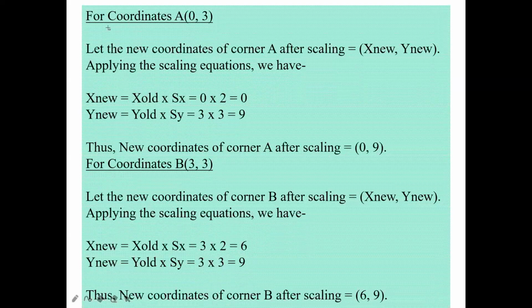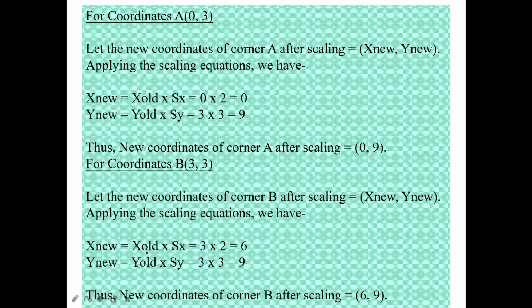So now here you can see the answer. For each of the coordinate values you need to calculate. For the first coordinate, how are you going to write it? Let's consider the new coordinate for corner A after scaling will be x new, y new. So how to find this x new? You have to multiply the old coordinate with the scaling factor. X old equals 0. The scaling factor is already given in the question as 2, so here you have taken 2. So multiply and you will get the value. Similarly, for the y coordinate you multiply and get the value. So you got the new values as 0, 9.